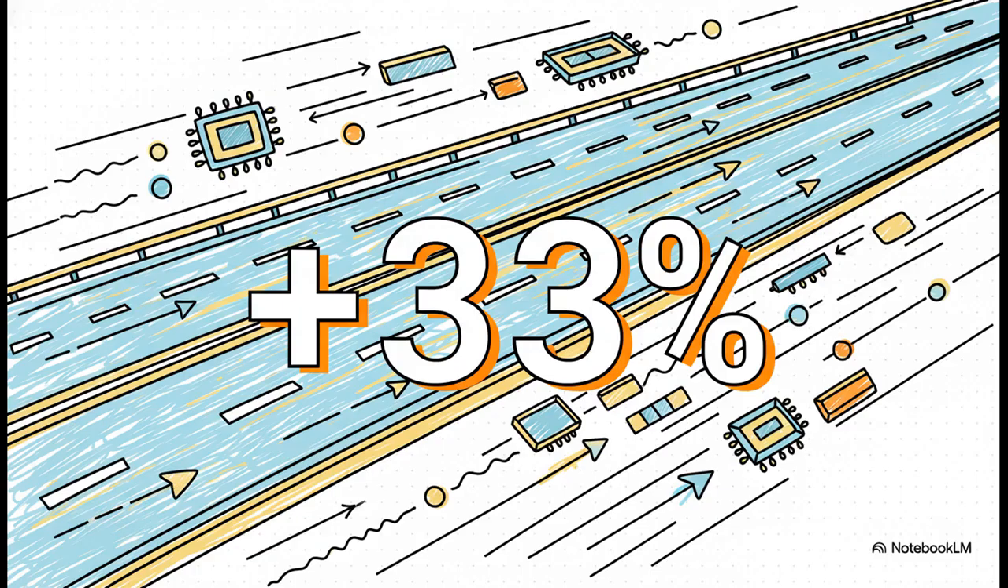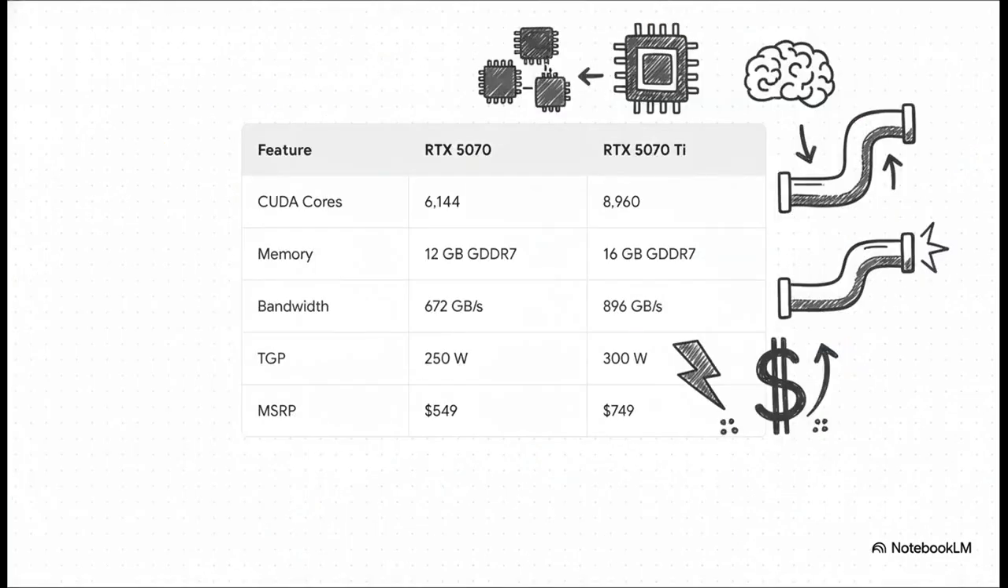The Ti's highway is just way wider, letting data fly between the memory and the cores so much faster. It prevents those annoying bottlenecks that can slow you down. So let's put it all together in one place. You can just see it right here. The Ti leads across the board in every single key performance area.